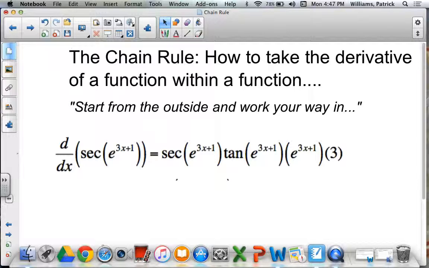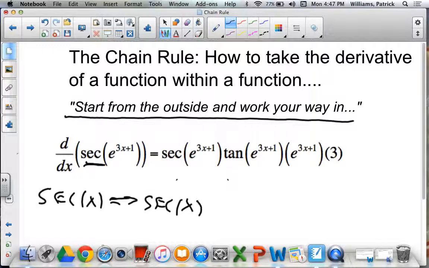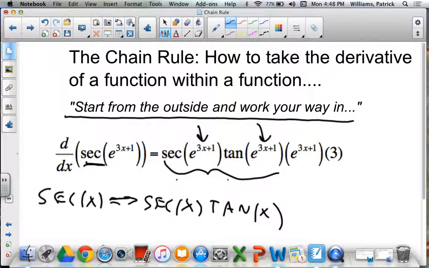So let's look at what we did here. Again, when we're taking the chain rule, we always start from the outside and work our way in. In this case, the outermost thing we do is take the secant, and the derivative of secant of x is secant x times tangent of x, which is why we have secant of e to the 3x plus 1 times tangent of e to the 3x plus 1. Remember, we take the derivative of the outside, keeping the inside the same. Okay, so that's that derivative.